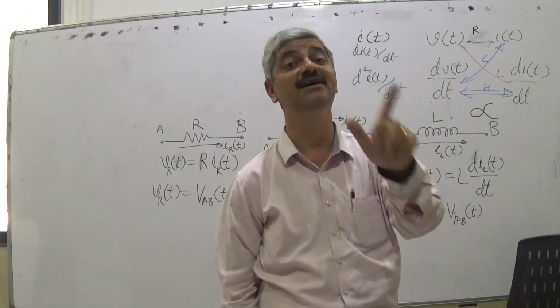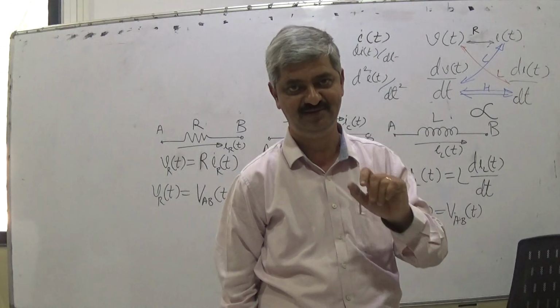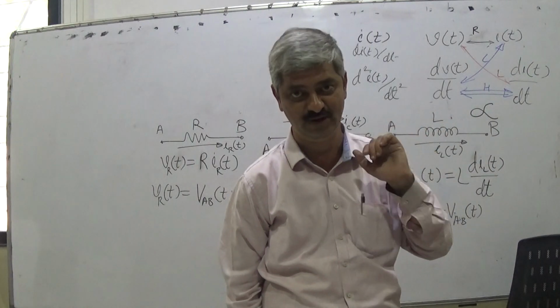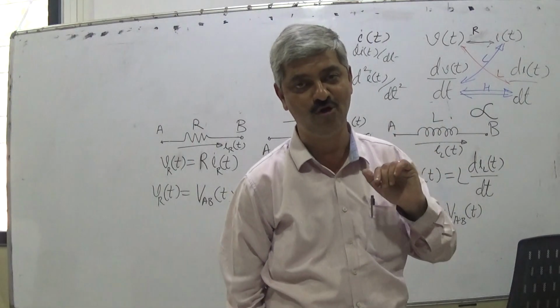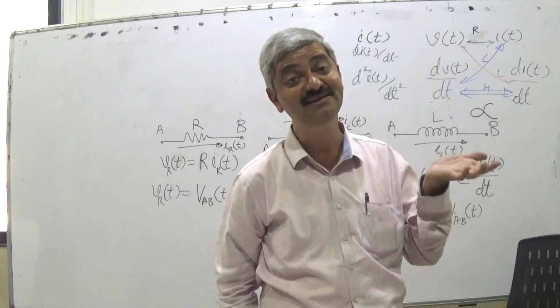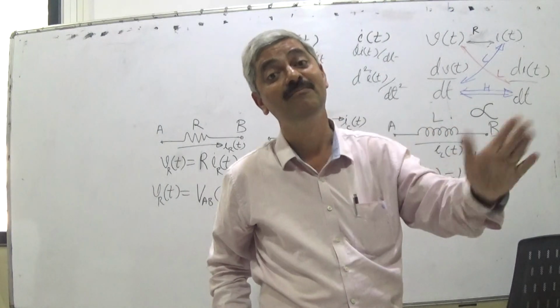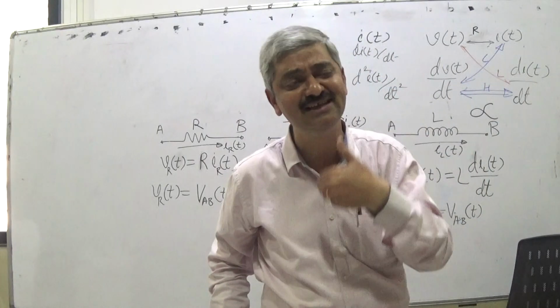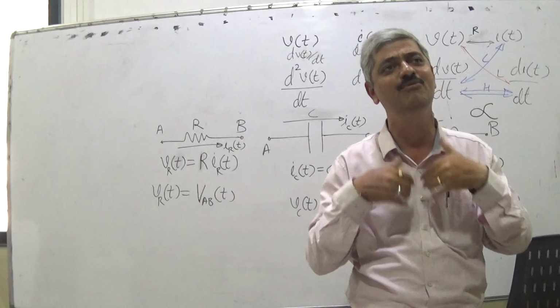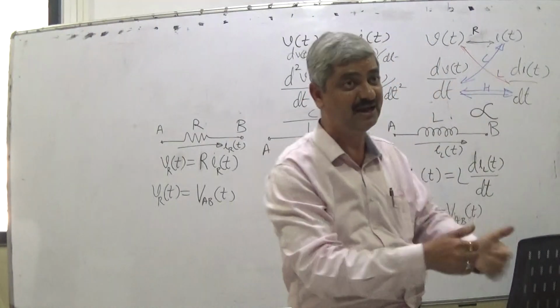Then wire, that is a shape given by human beings. The copper doesn't exist in wire form. And then capacitor. Today when we learn, we find it obvious that iC(t) equals C dvC(t) by dt, and I have a capacitor.